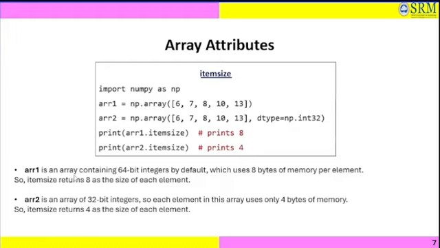So array 1 is an array containing 64-bit integers by default, which uses 8 bytes of memory per element. So itemsize returns 8 as the size of each element. Array 2 is an array of 32-bit integers. So each element in this array uses only 4 bytes of memory. So the itemsize function here is returning 4 as the size of each element.